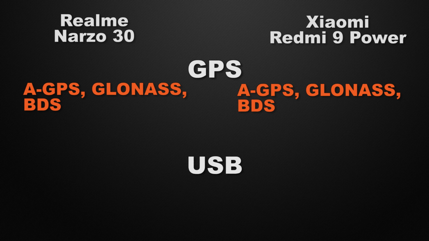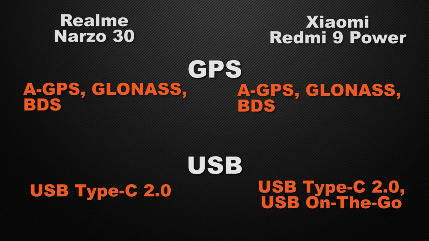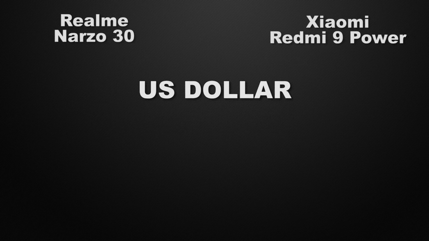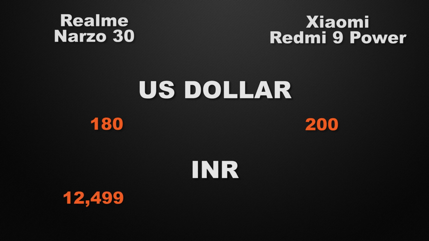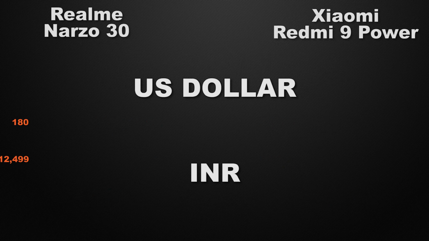And about the USB connectivity, Narzo 30 has a 2nd gen Type-C connector, whereas 9 Power has a 2nd gen Type-C connector with OTG support. So the winner here is 9 Power. Moving to the price of the devices in the international market, Narzo 30 is around $180 and 9 Power is available from $200. In the Indian market, Narzo 30 starts from 12,500 rupees, whereas 9 Power is available from 11,000 rupees.